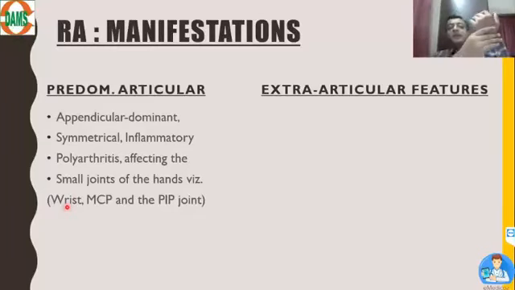Typically it is the wrist joint which is the onset, the wrist joint which gets swollen. Then it can also affect the knuckles, which are also called the metacarpophalangeal joints. And it can also affect the PIP, the proximal interphalangeal joint. So this is the most common pattern of joint involvement in RA.